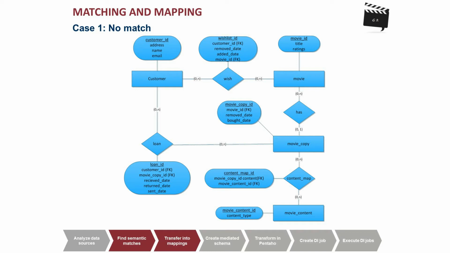When analyzing the 3 databases for semantic matches, we found 3 cases of matches. Case 1 was where information existed in one database with no match to information in the other databases. An example of this is the movie content table in the online DVD rental database. This table is used to store what content each copy of a movie includes, for example, a bonus disc.